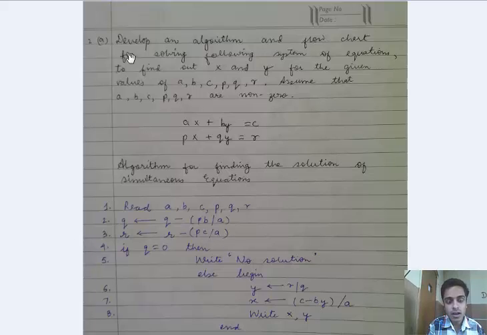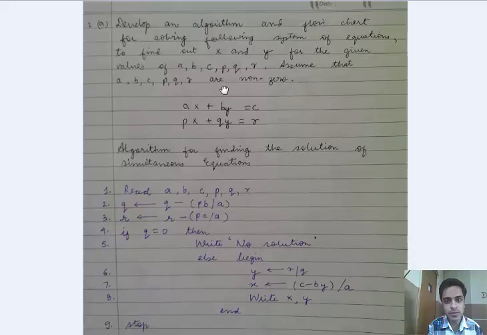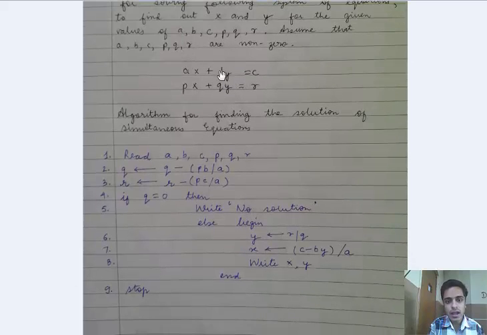Here I will try to develop an algorithm and flowchart for solving the following system of equations to find x and y for the given values of a, b, c, p, q, r, assuming that these values are non-zero. ax plus by is equal to c and px plus qy is equal to r are the two equations given to us. The algorithm for finding the solution of simultaneous equations.